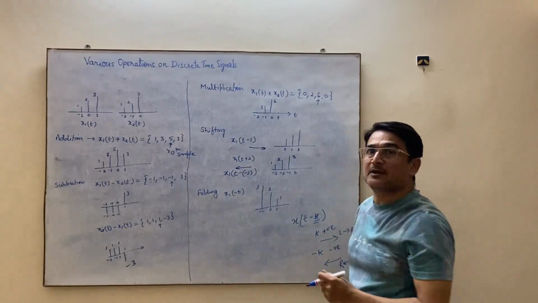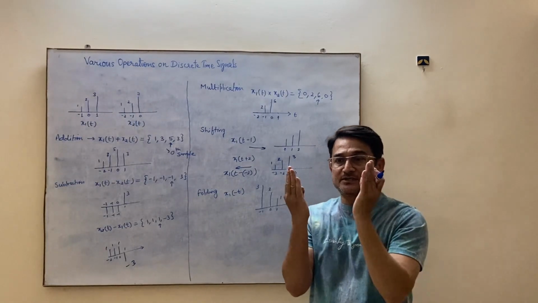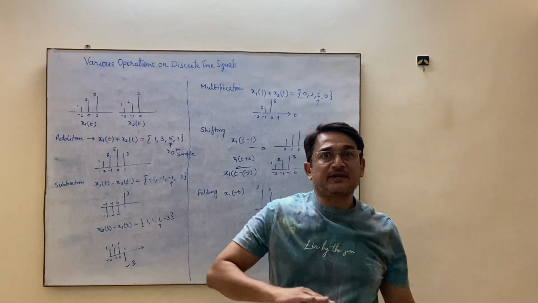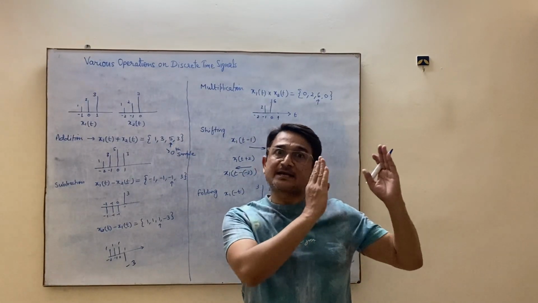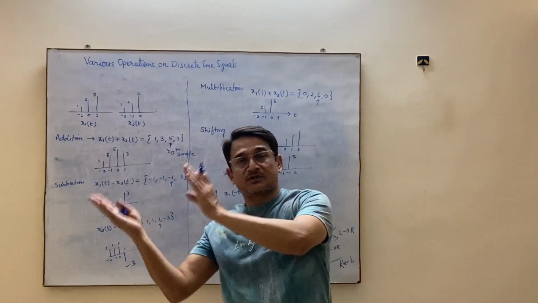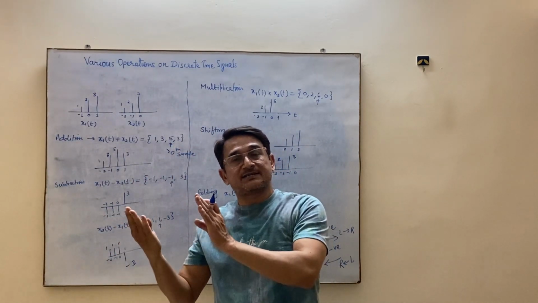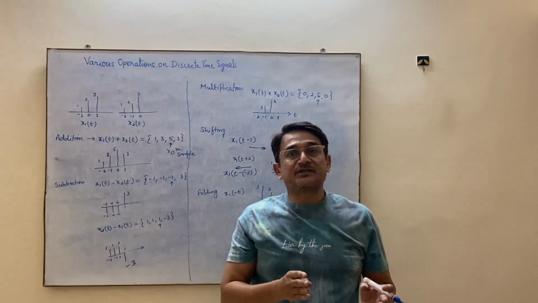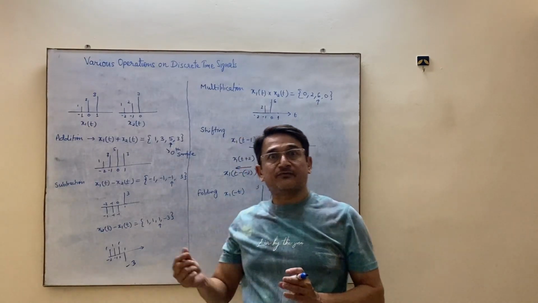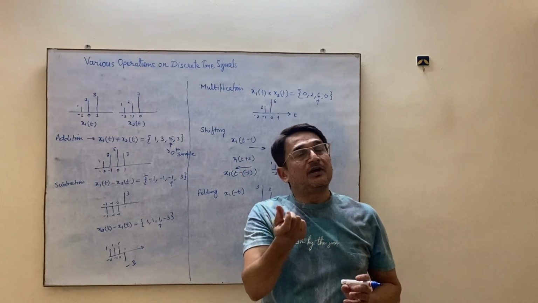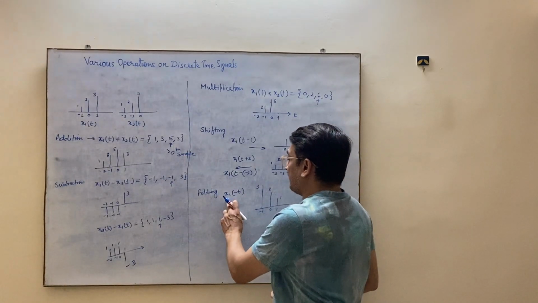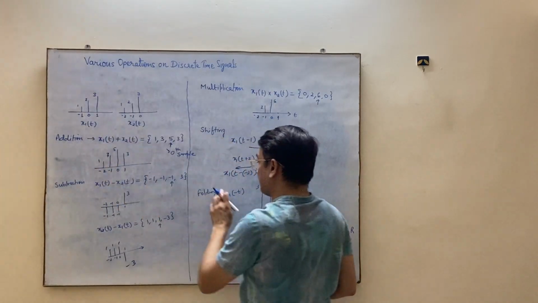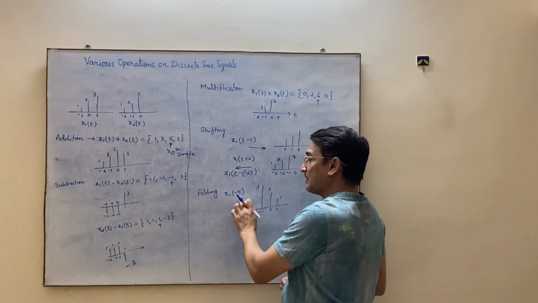Finally, folding. Folding means you are changing the positions of all the samples from negative side to positive side. That means the samples which are existing at the negative side will come to the positive side, and all the samples which are existing at the positive side will move to the negative side, and the sample which remains intact will be the sample at t is equal to 0. It will not move. So if I want to see the folding effect on the signal x1 of t, I will write it as x1 of minus t.